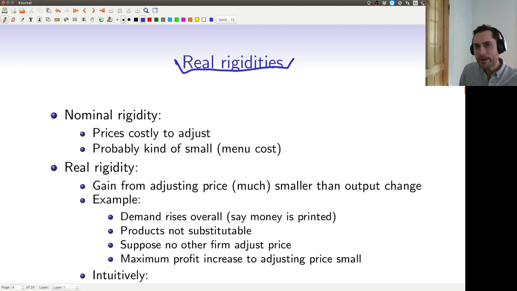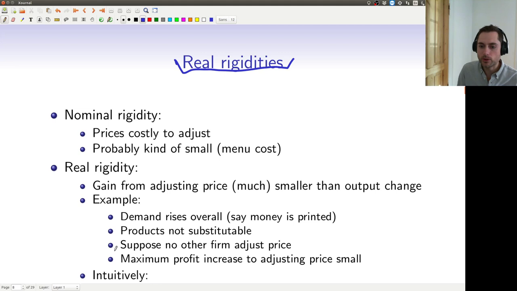So how might that work? Let's look at this example. Suppose demand rises overall, so suppose the government prints a bunch of money. We're in this old Keynesian world where when you print money, people demand more stuff, conditional on prices not changing. Now suppose that in this world we have monopolistic competition, but products are not substitutable. So if you change your price, you don't actually draw in more customers from other firms. The most you can do is change your own production a little bit. So if no other firms adjust price, then the extra profit you'll get from adjusting your price is really small, because you can't cannibalize any business from the other firms. You'll still get a little bit of extra profit by changing your own price to the optimal price, but the possible gains are very small.